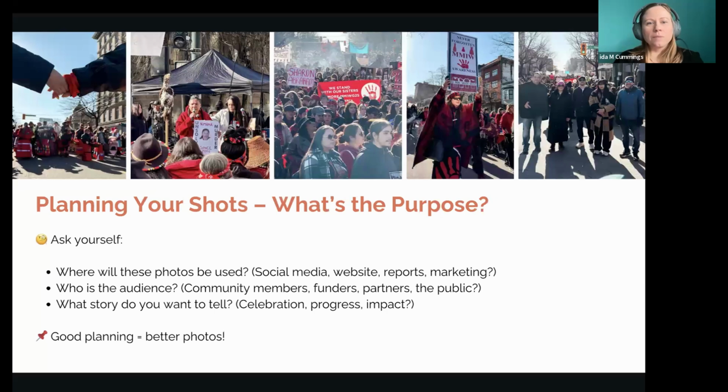And so when you're planning for photos, you want to ask, where are these going to be used? Are you going to be using these on social media? Is this just a post? Are you just going to post it onto the app? Do you just want an album showing the event for the app? Who is the audience? Is this going to be the community members? Do you need something for funders, partners, the public? Who are you going to be sharing this with? And what story do you want to tell?